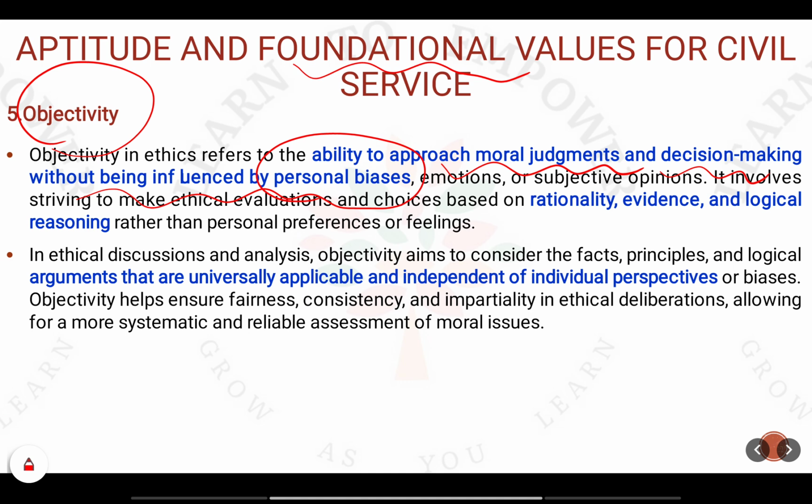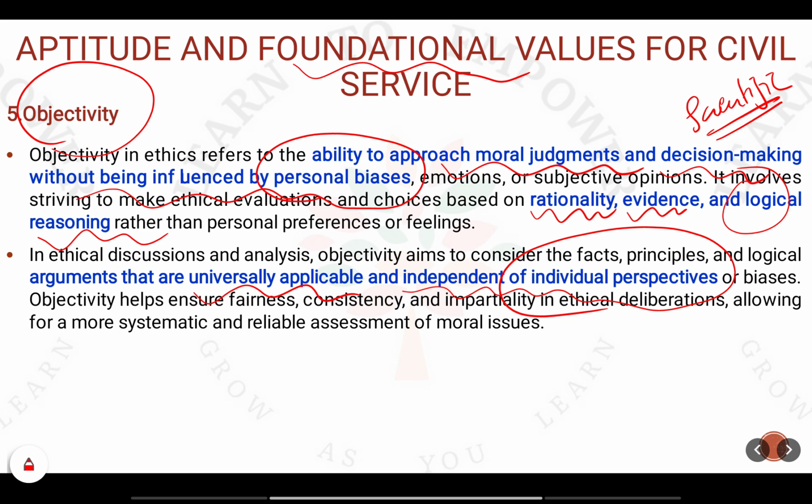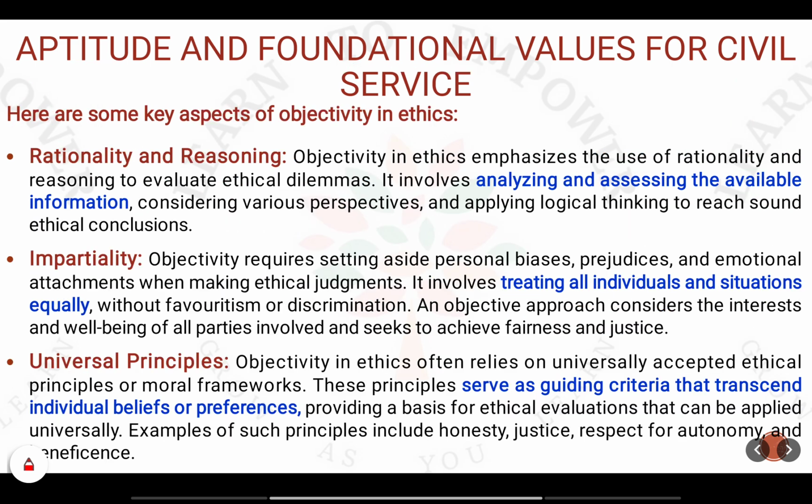Objectivity. Now objectivity will ensure that you make the decision in a very rational manner, with an evidence-based approach, which is simply logical reasoning. For each and everything you will be questioning, you will be looking into whether scientific principles are involved or not for making the decisions, right? This is where objectivity is very important. It creates logical arguments that are universally applicable and independent of the individual's perspectives or biases.